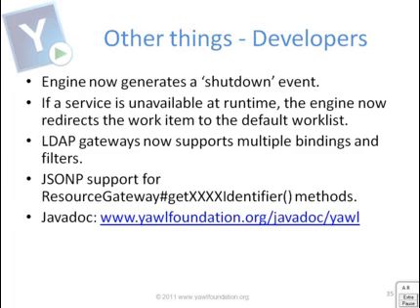LDAP now supports multiple bindings and filters. It used to only support one binding, so you can now have multiple bindings for those organisations. Some methods in the resource gateway now have JSON-P support, so that the information is passed back in JSON format. And all of the Javadoc is up on the foundation site too.